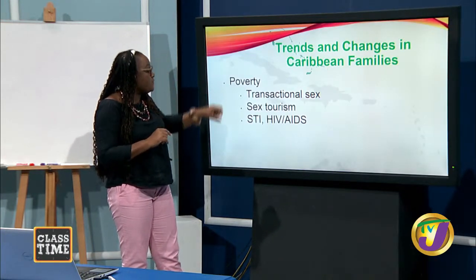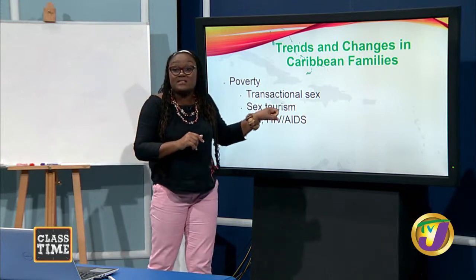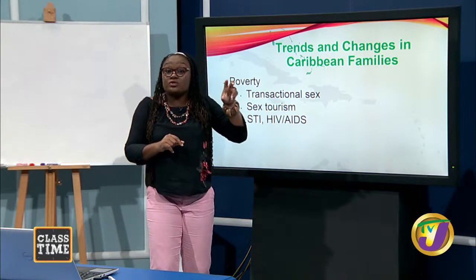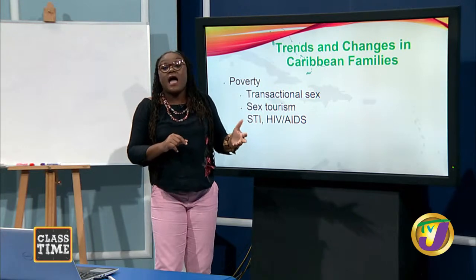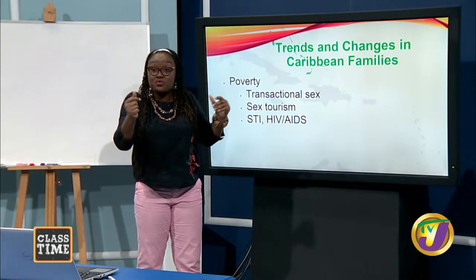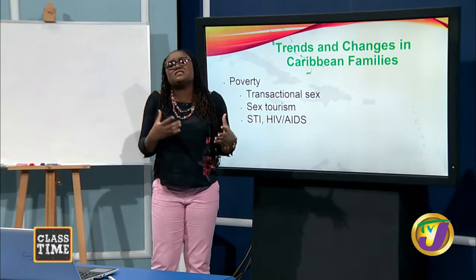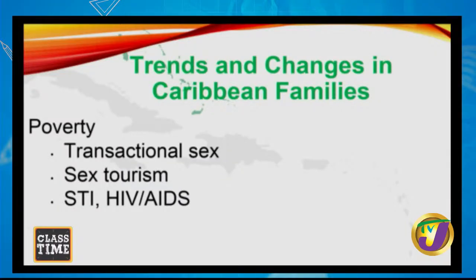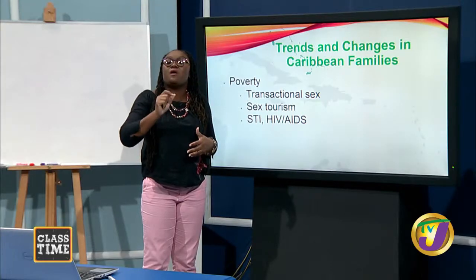We talk about poverty and transactional sex, and this leading to more children, right? And then, of course, issues with the family structure, sex tourism, HIV and AIDS, all of these things affect the family form in the Caribbean. And students, in order to get a good understanding of what we're talking about, you will need to do some reading on your own.